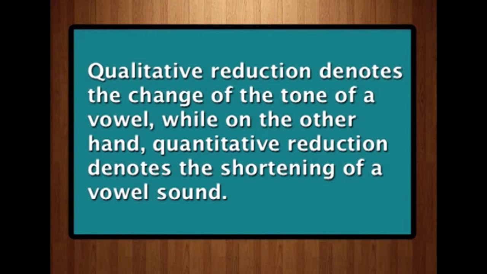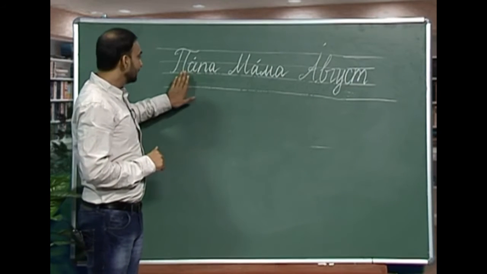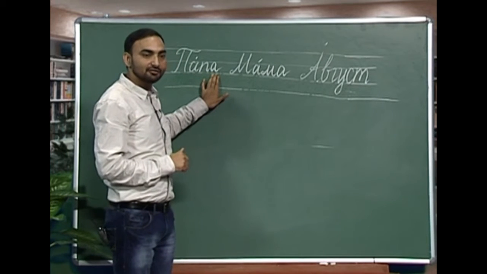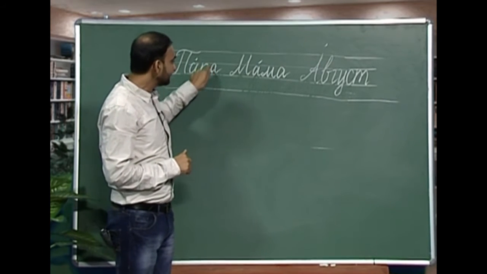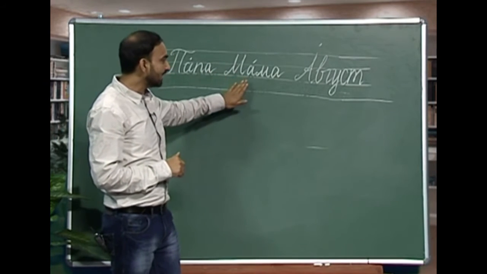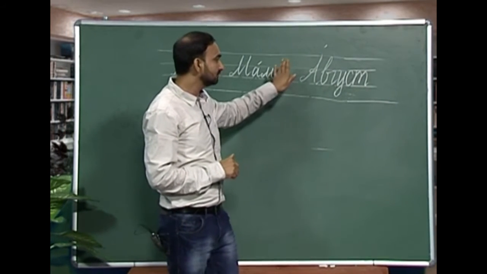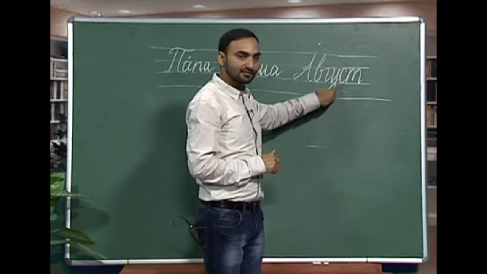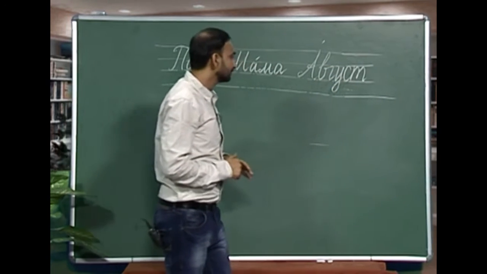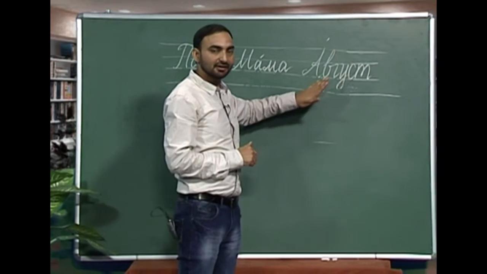Let me demonstrate. As we have already seen, in the word papa, the stressed a is pronounced as a and the unstressed a is pronounced differently. Here this unstressed vowel has undergone reduction. Again here the unstressed a is reduced. Here this unstressed u is reduced to a small u. This is how we can explain the reduction process in Russian.